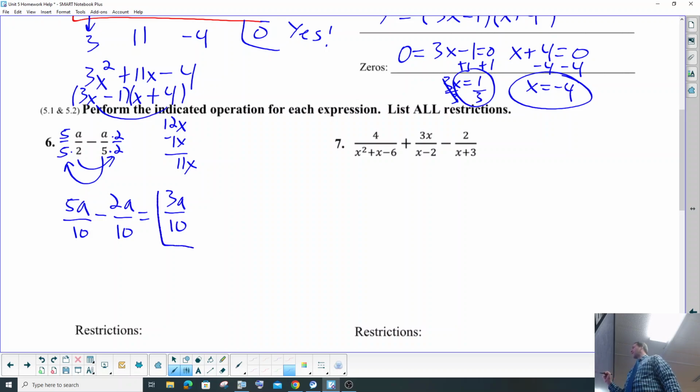And I don't even think we had any restrictions on that one. Number 6 is no restrictions. Cool. Yeah, there's no variables in the bottom basically on that one. Okay, so try number 7 on your own.